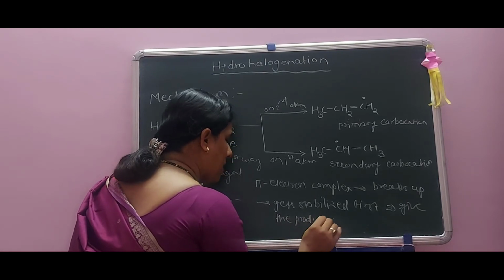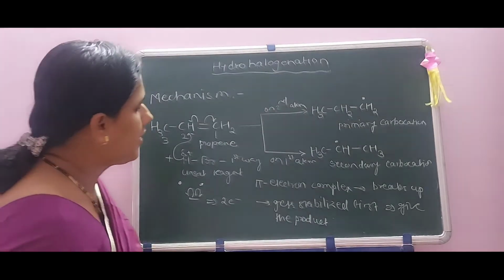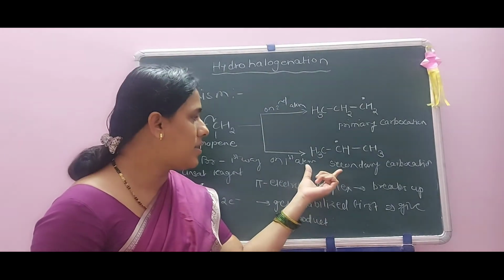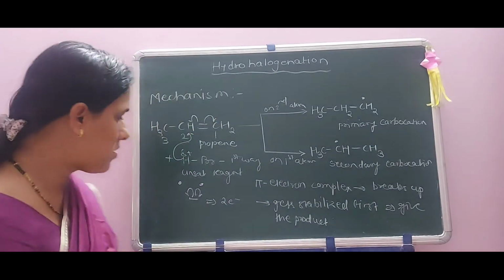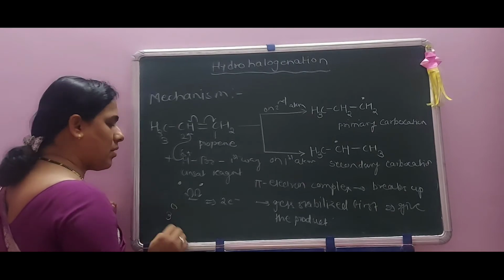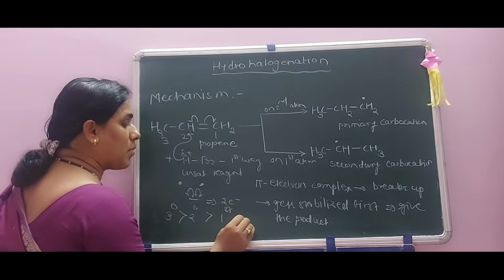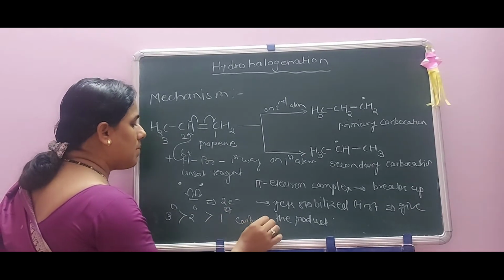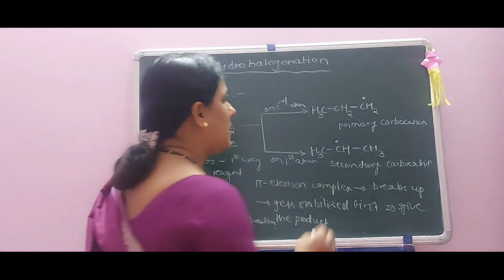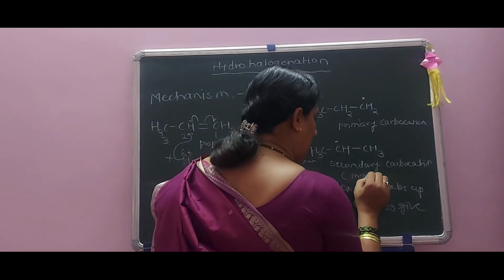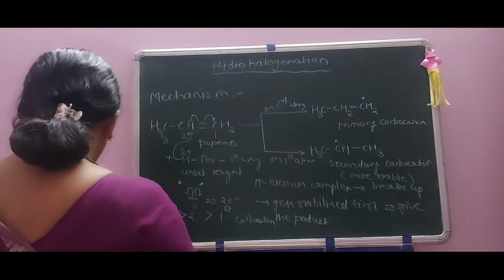As far as this is concerned, we have already seen in reactive intermediates that among primary, secondary and tertiary carbocations, the tertiary carbocation is more stable than the secondary, which is more stable than the primary. As far as stability is concerned here, which carbocation is more stable? This secondary carbocation is the more stable one.